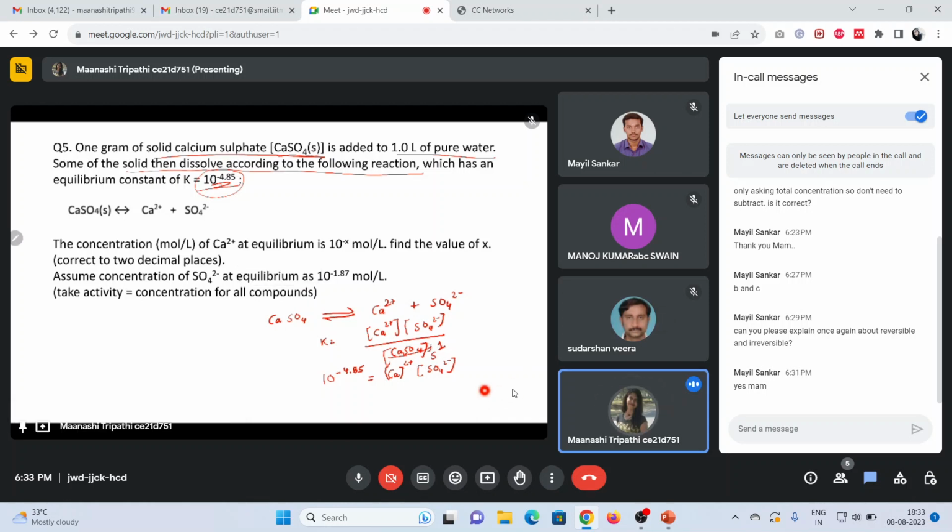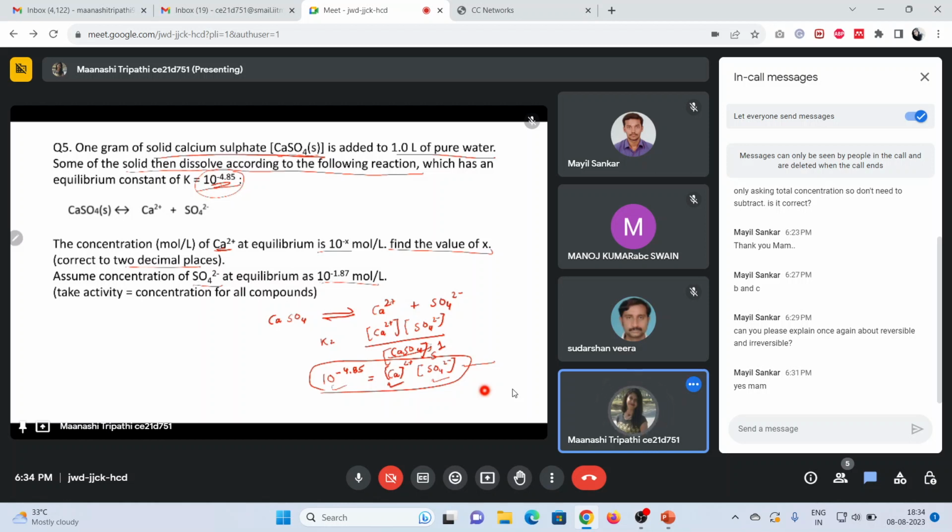So this is one equation. Now you need to find the concentration of Ca2+ at equilibrium, which is 10 raised to power minus x. I have given you this equation very nicely; it has made your solution very simple. You have to find the value of x correct to 2 decimal places. We know sulfate is 10 raised to power minus 1.87. Please use calculators to solve this question. We know this concentration, and it's very simple to find the other. Please try to find it and let me know the answer.